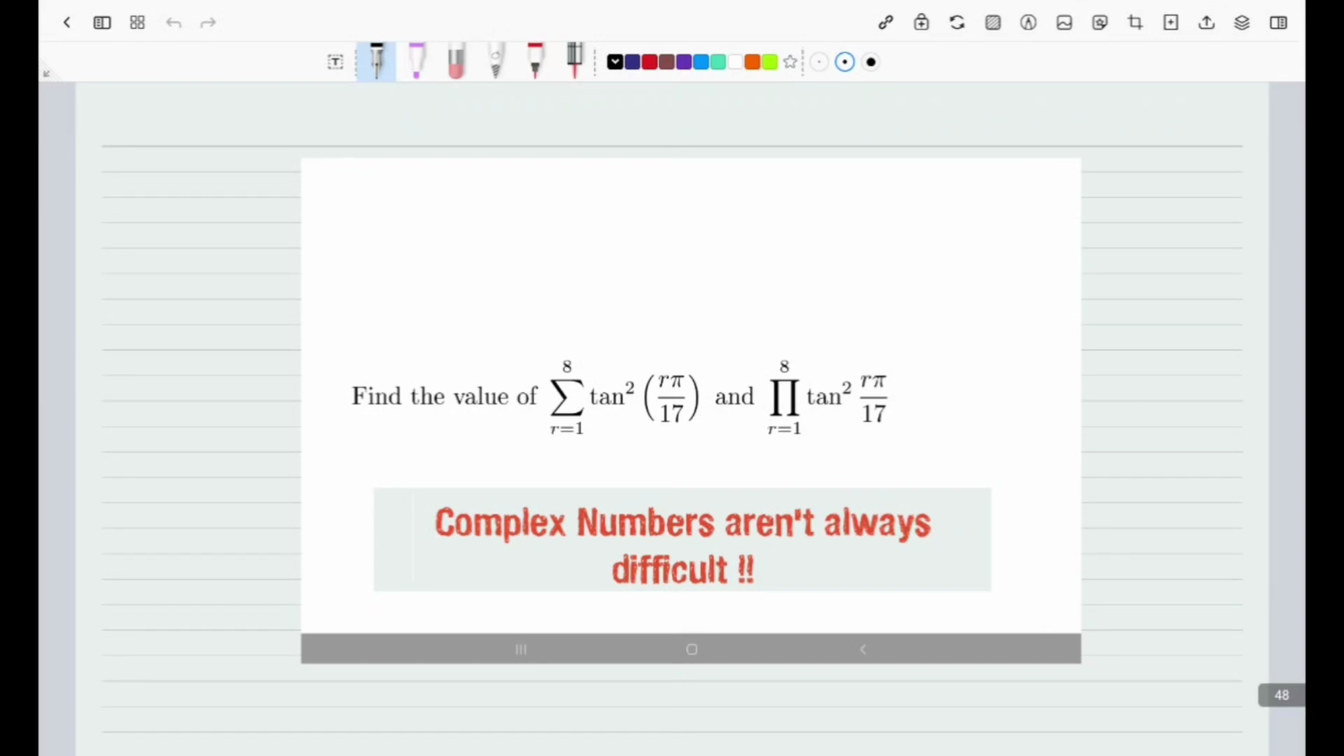This is a video on complex numbers and trigonometry combined. These chapters are considered very difficult by most students, but believe me, they are not so difficult. Today we have a problem on the summation and product of the terms tan square of r pi by 17, where r ranges from 1 to 8.